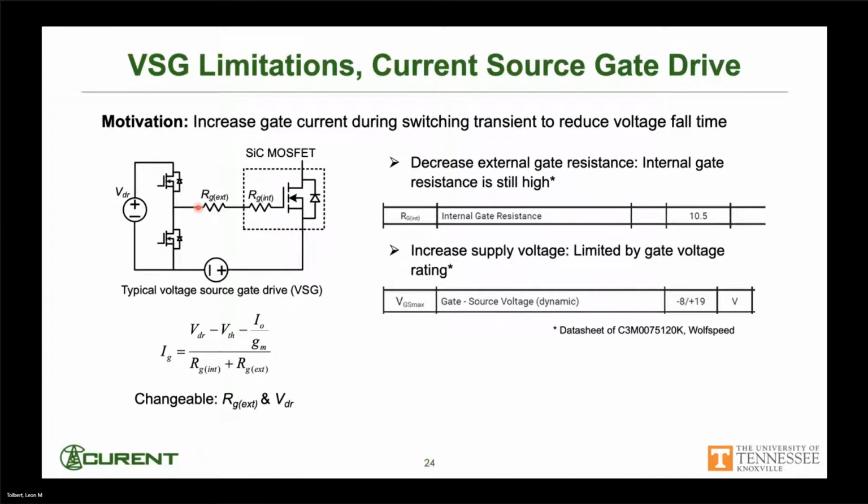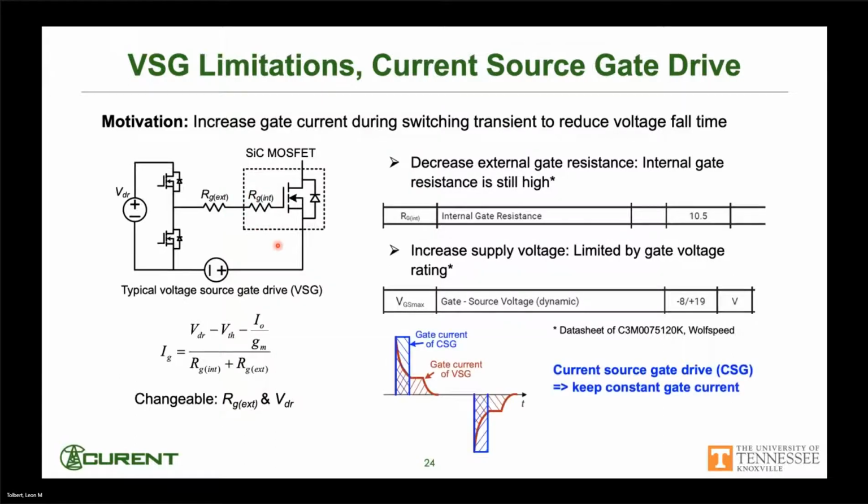And again, I mentioned we could increase this voltage, but there's limits to that too, in terms of how much you could increase that without damaging this. This is showing that, at least for the data sheet of this device from Wolfspeed, it showed -8 to +19 is kind of the limits that you can have for your VGS.